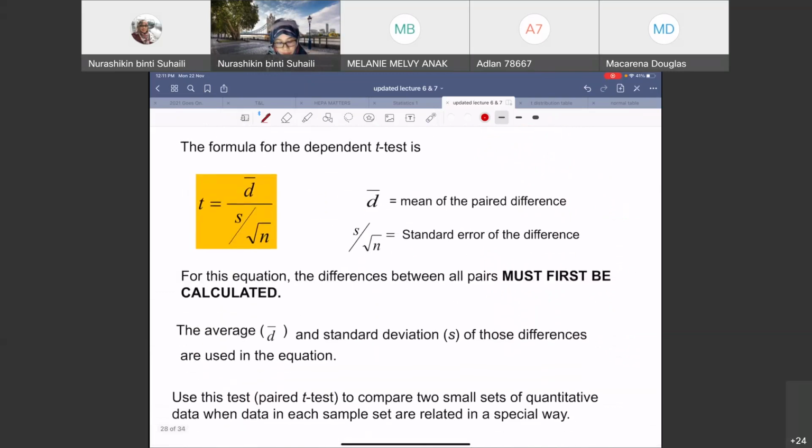Okay, let's go directly into what is the difference between independent and dependent. The difference is in terms of the T formula, but the T formula is a bit simpler than the T formula for the independent samples. Here, the D bar refers to the mean of the paired difference. I'll show later what this means. And then this one is the standard error of the difference. The whole thing here is the standard error of the difference. The S here is referring to the standard deviation.